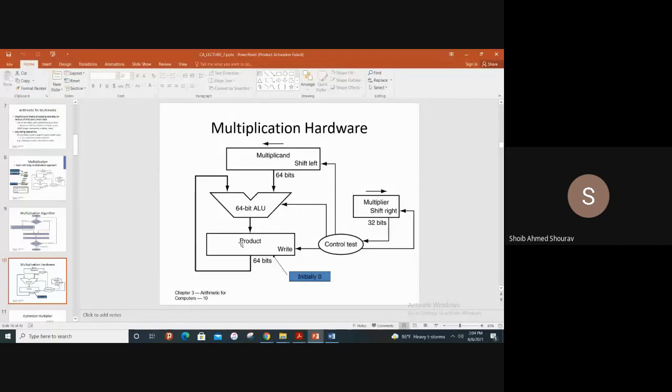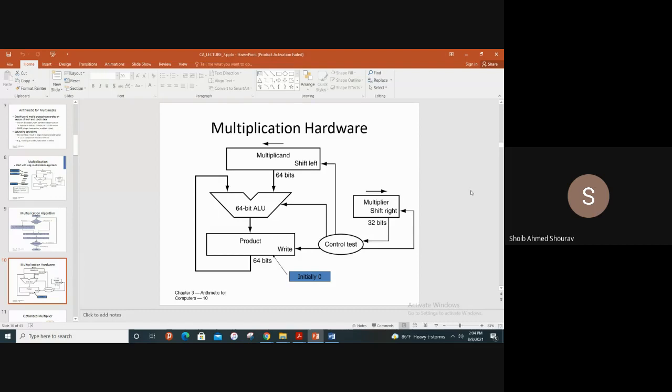Multiplicand, multiplier, and product are the three registers in here, along with a 64-bit ALU. We have to take a look at the number of bits given to every register. The ALU and these two registers, multiplicand and product, are of 64 bits, and the multiplier is of only 32 bits. So whatever bits we give in the multiplier, we have to double that in the multiplicand and product, and we have seen that in the simulation as well.